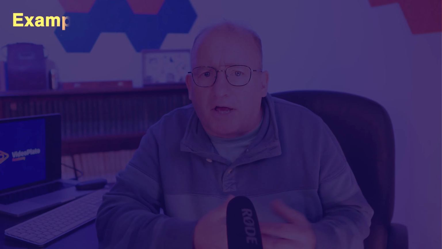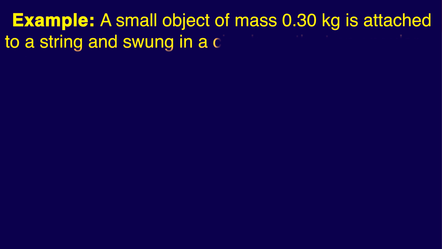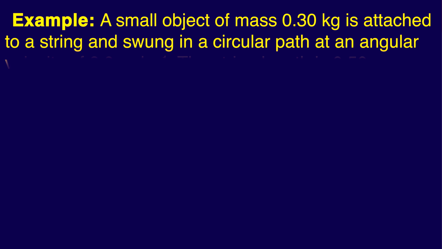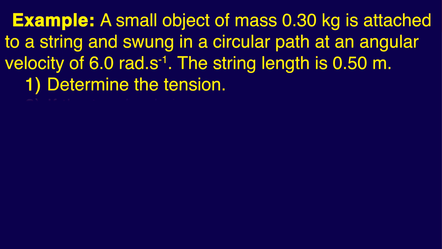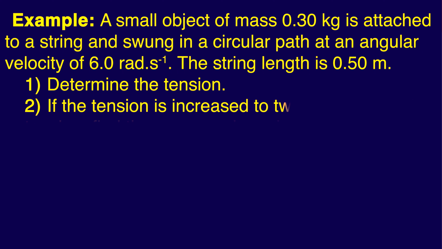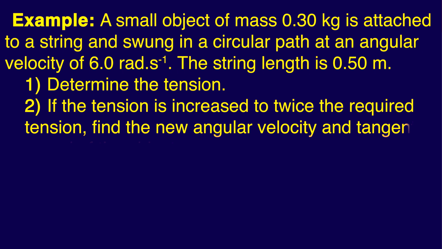Now let's look at an example. A small object of mass 0.3 kilograms is attached to a string and is swung in a circular path at an angular velocity omega of 6 radians per second. The string length r is 0.5 meters. 1. Determine the tension in the string required to keep the object in circular motion. 2. If the tension in the string is increased to twice the required tension, find the new angular velocity and tangential speed of the object.